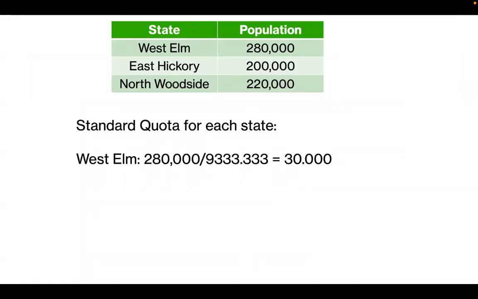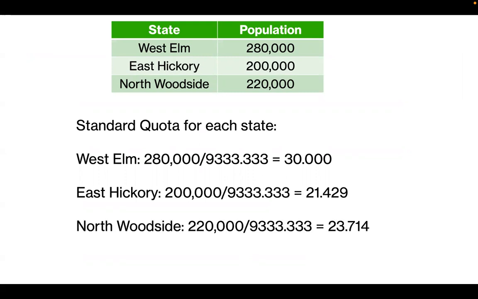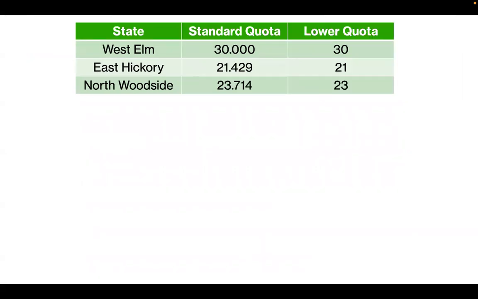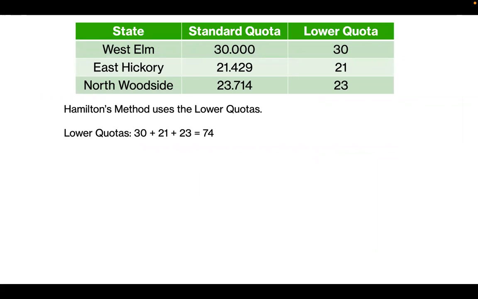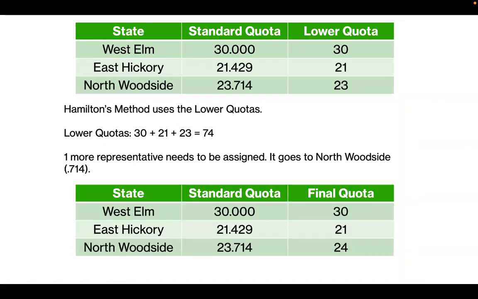So our new populations divided by our new standard divisor. For West Elm, we get 30.000. East Hickory is 21.429. And North Woodside gives us a new standard quota of 23.714. Lower quotas: 30, 21, and 23. When I add those together, I again get 74. So when I look at the decimal approximations, now North Woodside has the largest decimal, 0.714. So they receive the extra seat. So West Elm has 30, East Hickory has 21, and North Woodside has 24.